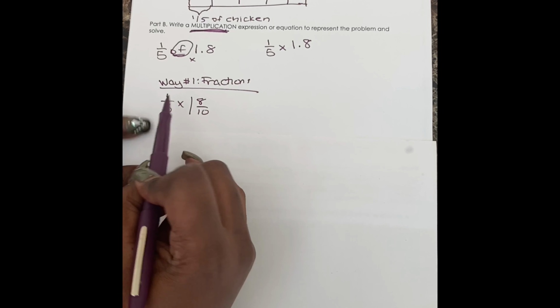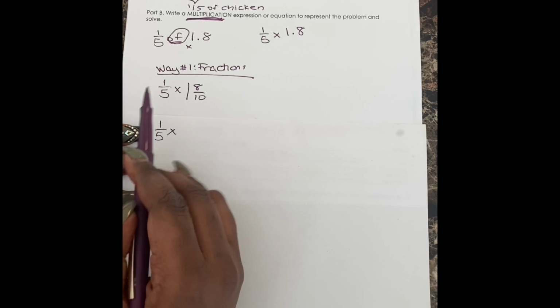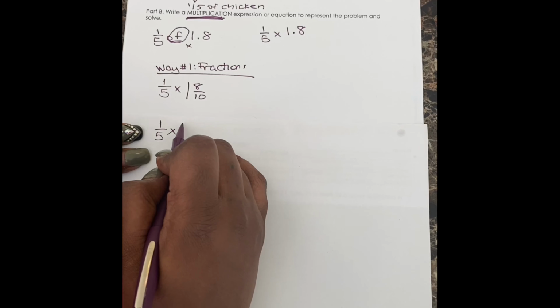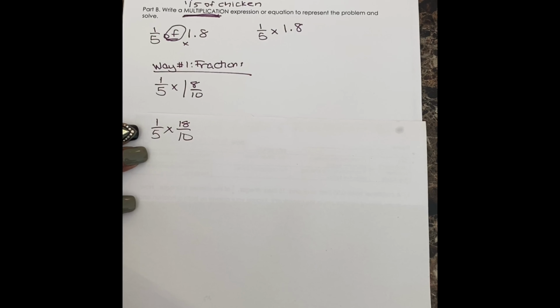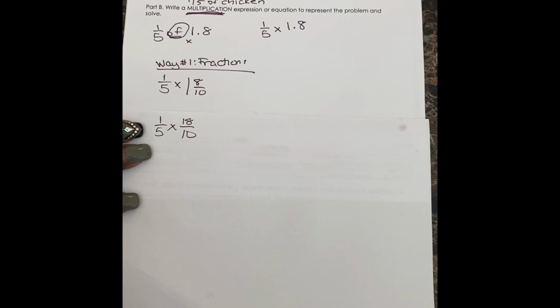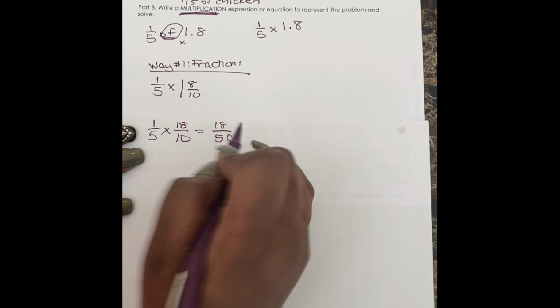So here we go. We have 1/5 times, to convert a mixed number into an improper fraction, we're going to do whole number times denominator. So 10 times 1 is 10, plus the numerator. So 10 plus 8 give us 18. My denominator stays the same. So I have 1/5 times 18/10, which gives me 18 over 50.